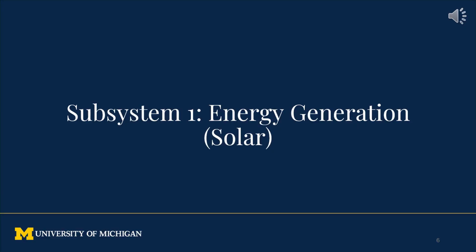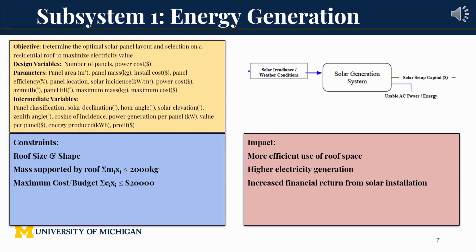Our first subsystem is energy generation, which will be achieved through the use of solar panels. In the solar generation subsystem, the input is the solar irradiance, with weather conditions factored in, and the outputs are the usable power and the value of said produced power. We define key design variables shown here with the respective units. Our intermediate variables have to do with the position of the sun relative to the panel. These allow us to then calculate the power generation, energy output, and money saved.